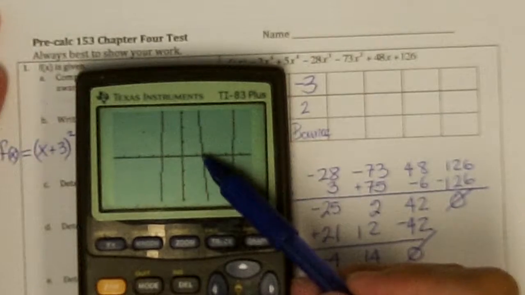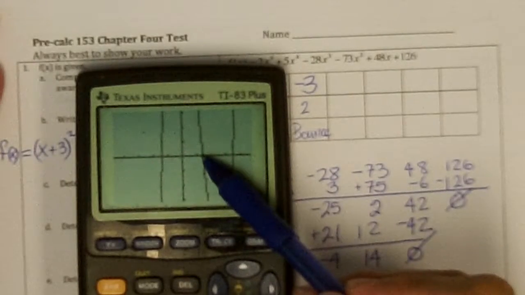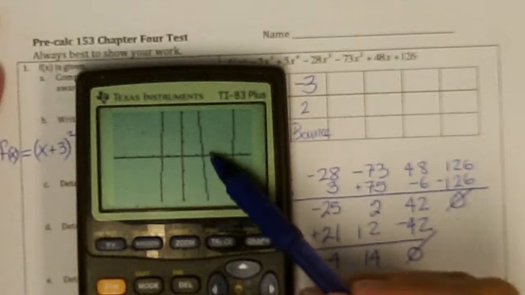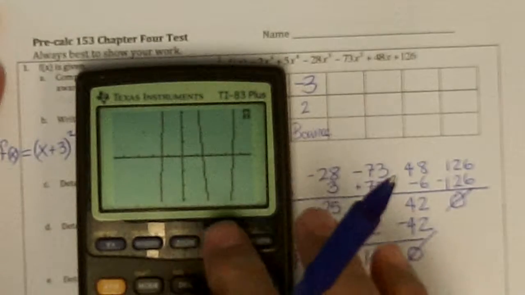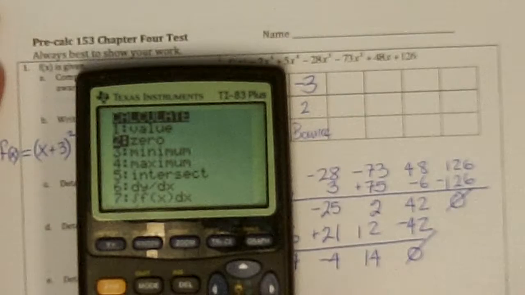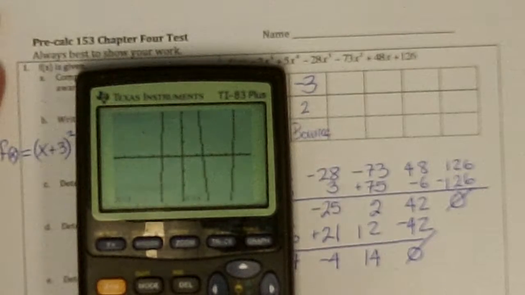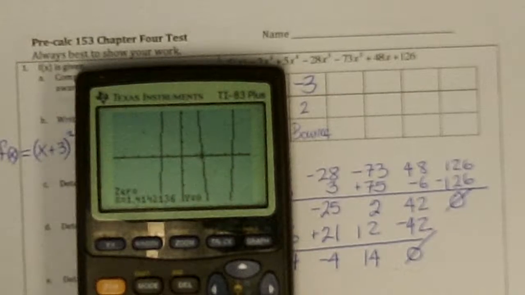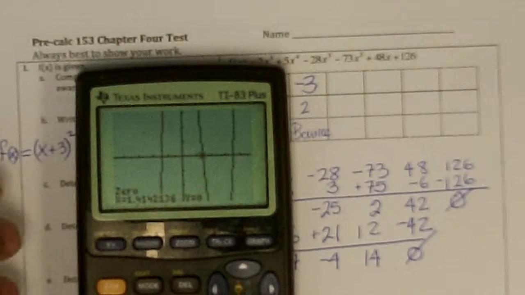So I'm going to take a look at the zero here between 1 and 2. I'm going to go second, calculate, the zero between 1 and 2, and it's about 1.5. And it says it's 1.414. That doesn't look like a repeating decimal. So I'm going to hold off on that one a little bit.